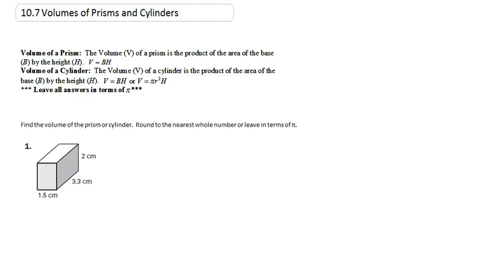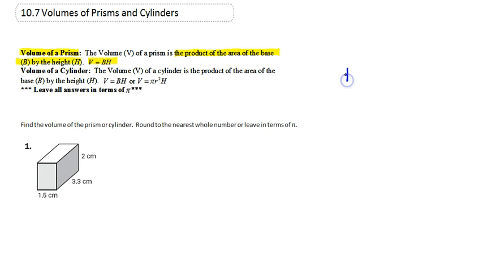This is video 10.7, volumes of prisms and cylinders. To find the volume of a prism, you take the product of the area of the base by the height. So this would be our formula, volume equals base times height. Let's think about what that means.